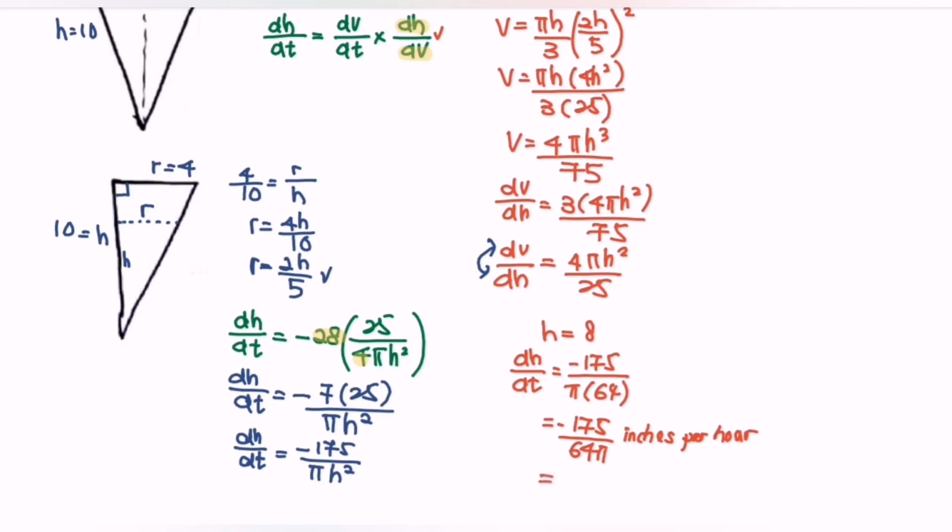Or we can express the answer as negative 0.87 inches per hour for dH/dt. If H is 2, we are going to substitute the value 2, and we will have negative 175 over 4 pi. Or the answer would be negative 175 divided by 4 pi, and you will have negative 13.9 inches per hour. So here we are, and thanks for watching.